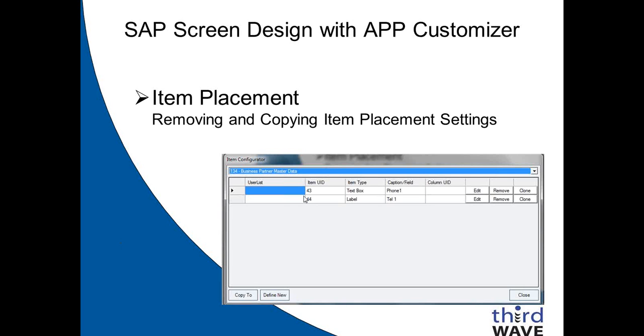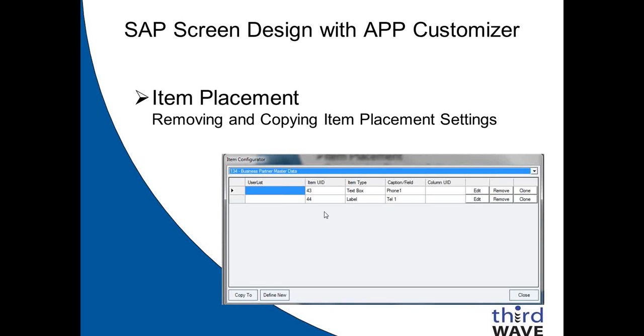In this window, you'll see the item configurator, which is available underneath the APP Customizer menu. You'll see all of the changes that you made. So when you bring this up, you'll see that we moved the phone 1 field and the telephone 1 label to a new position. This is also a great window for accessing all of the properties of all of the fields that you moved, because not only can you remove these item placement settings, but you can hit Edit, and that will open up the field properties directly from this window as well.